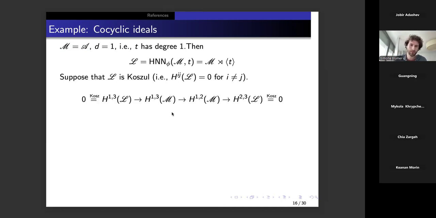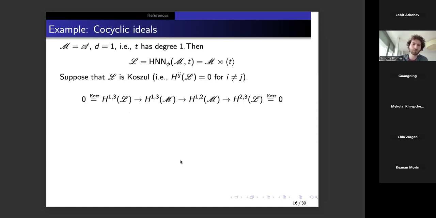So we can write down the exact sequence, and we discover that the first and the last terms are 0 in this special case. This is because of the causality of the Lie algebra L. And so we get an isomorphism between the mid elements in this sequence. So the H12 of M is isomorphic to H13 of M.